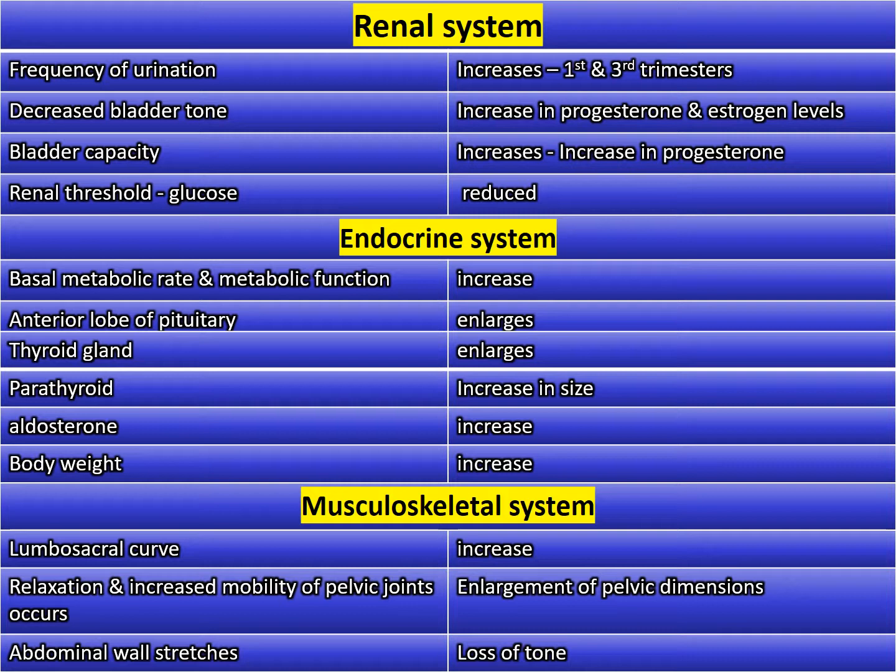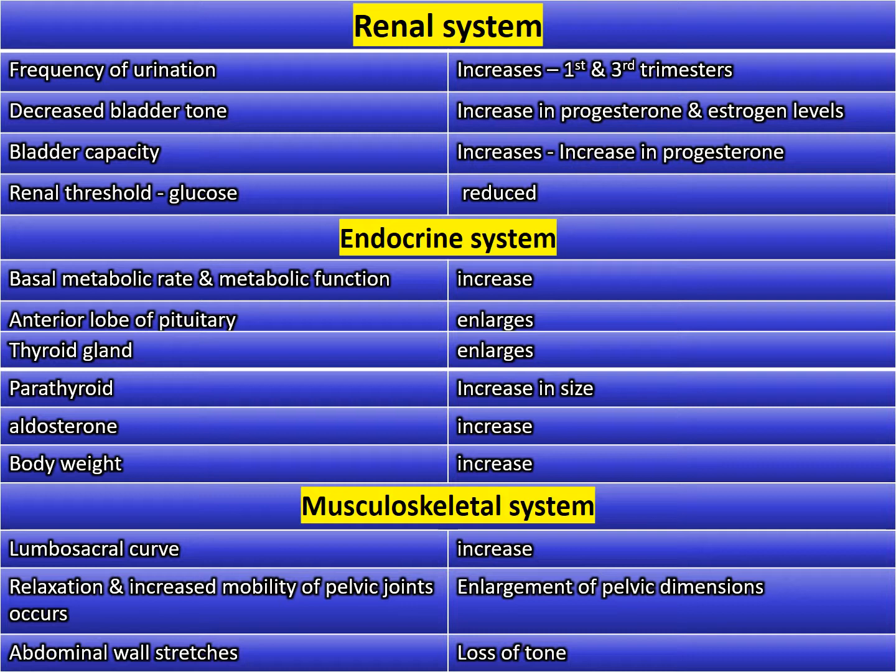In the endocrine system, the basal metabolic rate and the metabolic function increase. The anterior lobe of the pituitary gland enlarges, the thyroid gland enlarges slightly, and there is an increase in the thyroid activity. The parathyroid increases in size and there is increased production of aldosterone. The body weight increases and there is water retention, which can again contribute to the weight gain.